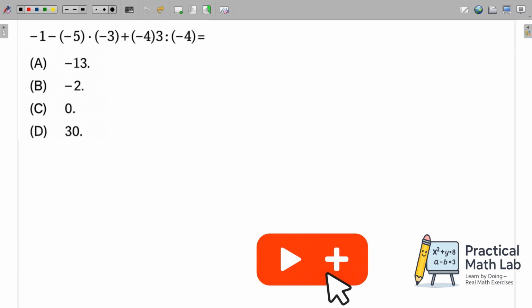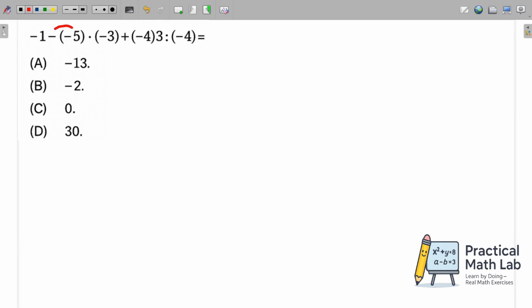Today we're going to solve this expression problem. First, we need to check if there's anything inside parentheses that needs to be solved. And here we have this negation, minus 5. Let's go. It becomes -1 minus with minus gives plus 5.